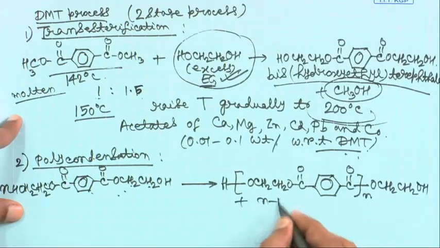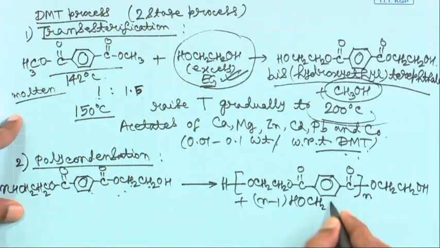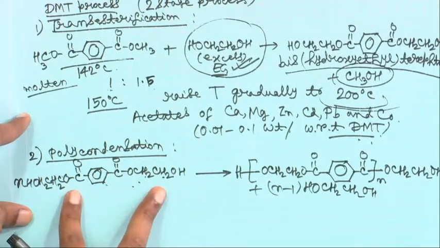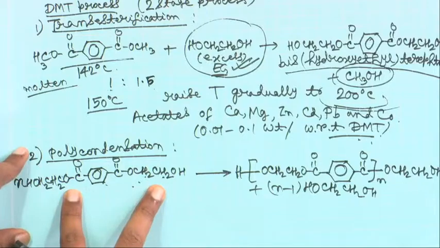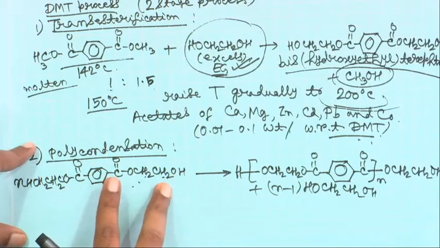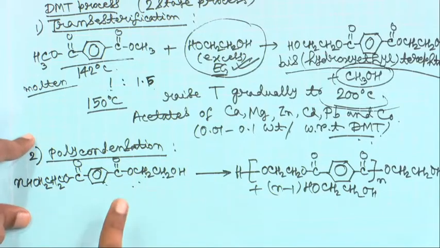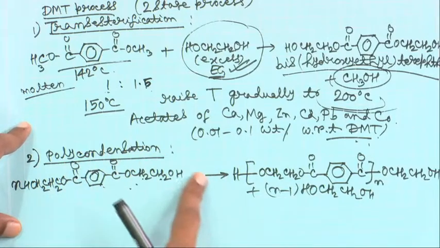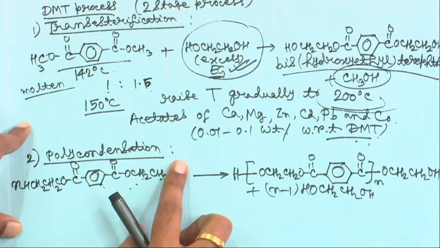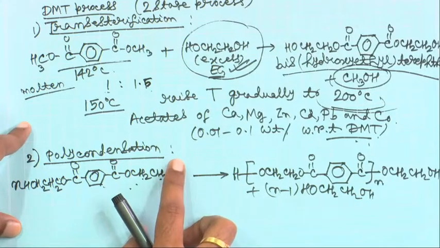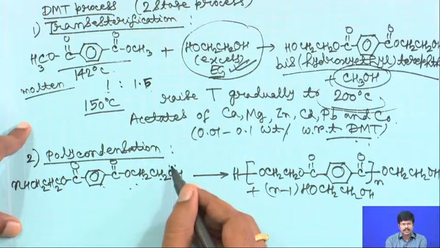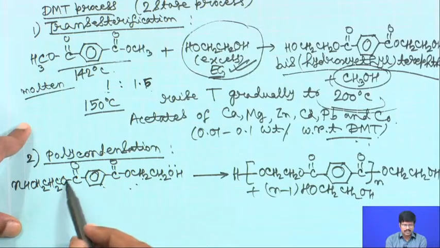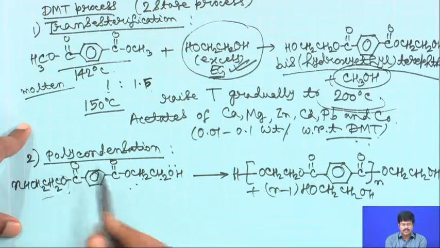And n minus 1 molecules of ethylene glycol will be liberated. Now, how this reaction progresses, basically you can visualize this. This is also kind of ester exchange reaction. So, basically the same alcohol is exchanging with another alcohol. So, ultimately what you will see, maybe one of these molecules can react with another of these molecules through this oxygen. So, this will basically attack another molecule over here and liberate, say, one molecule of ethylene glycol.